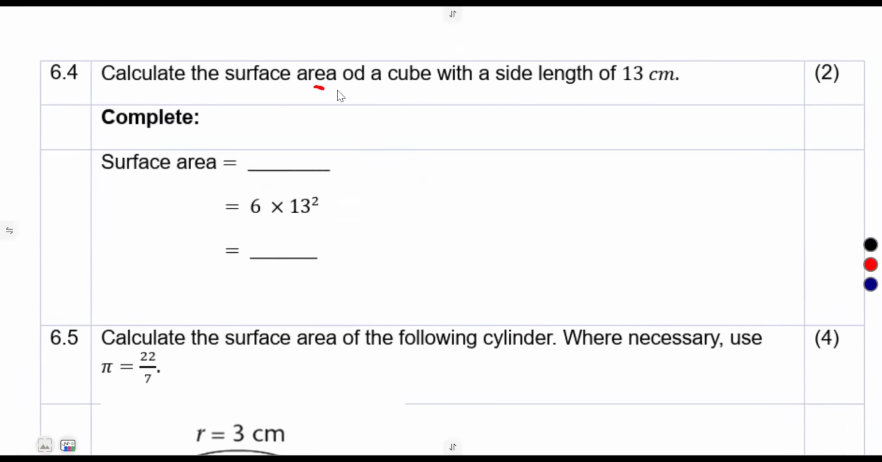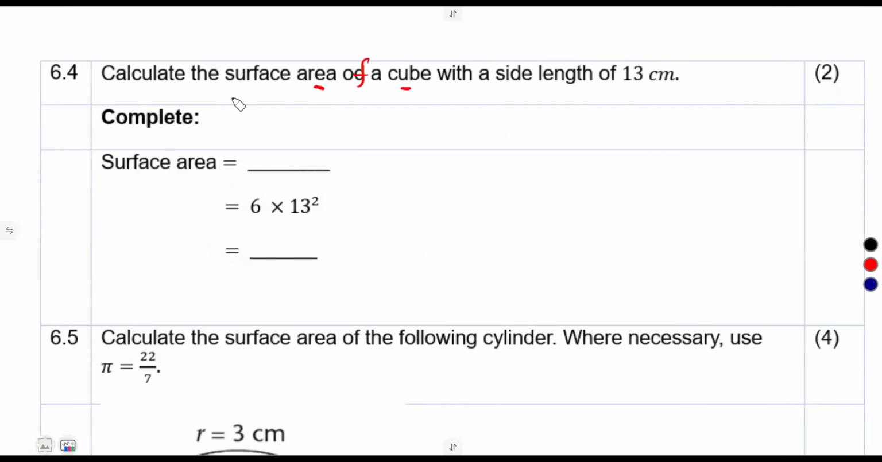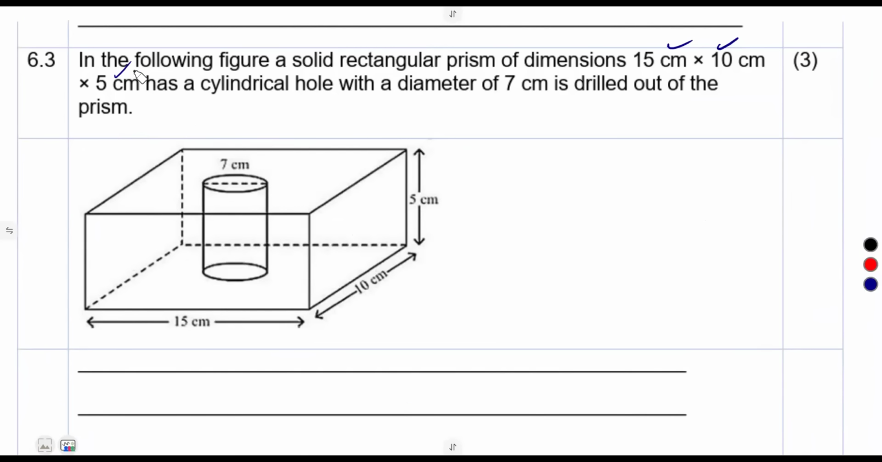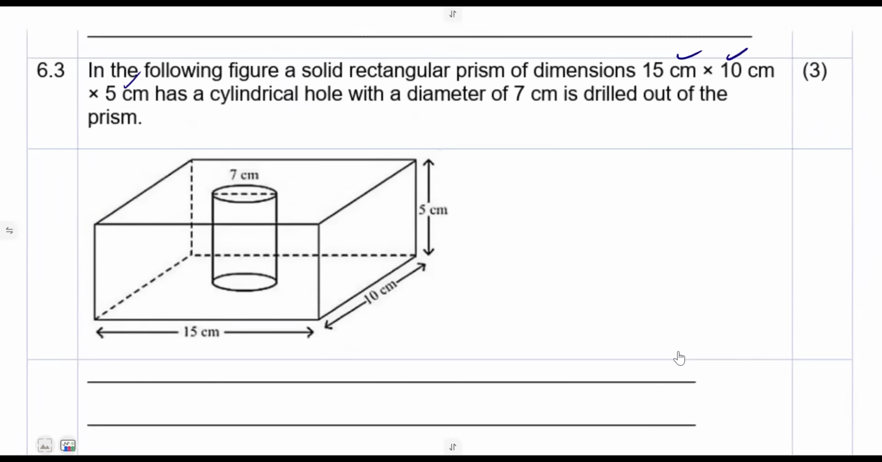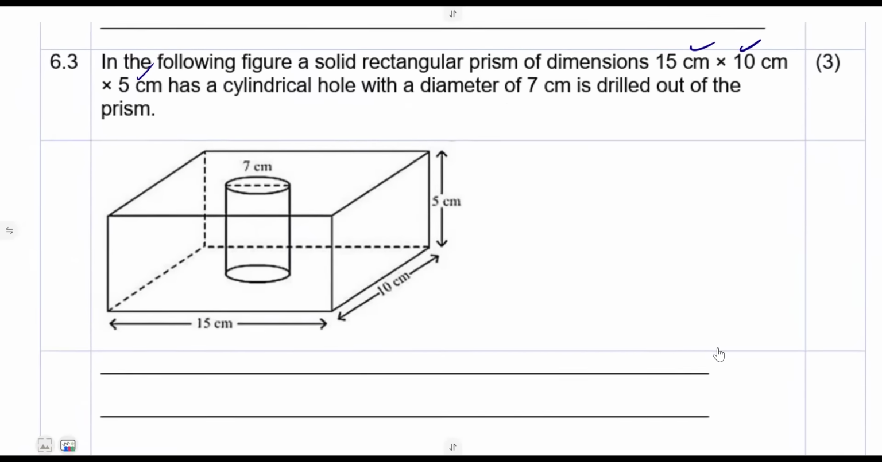the surface area of a cube with a side of 13 centimeters. No, this is not the question. This is another question here. This is 6.4. So here there's no question. In the following, we are given the solid that has got a hole which is being drilled on it. So what is the question? Maybe they wanted the volume that is remaining. So there was no question here.